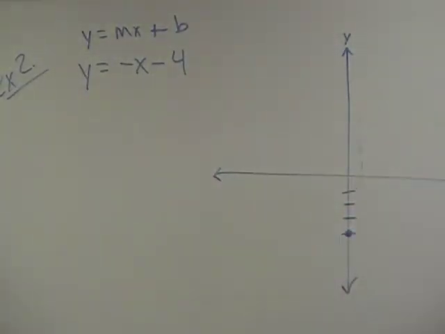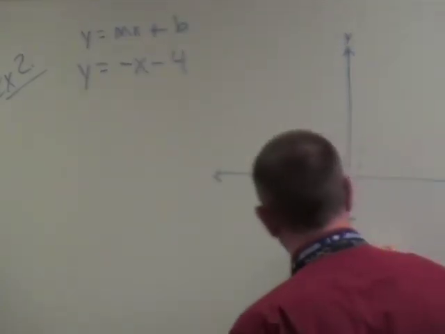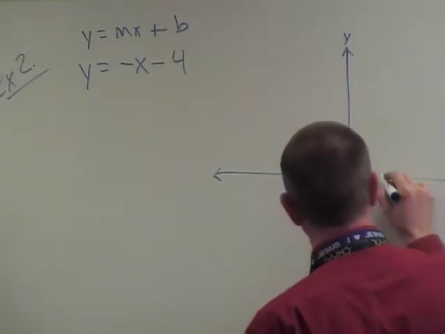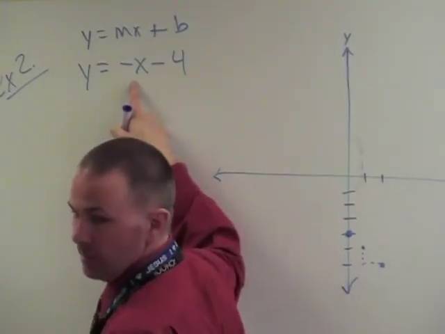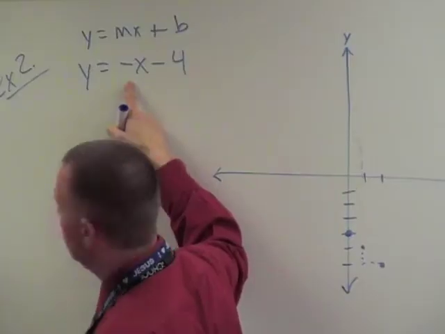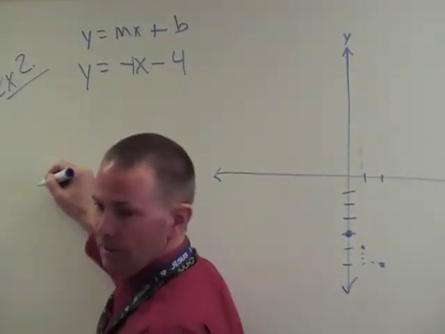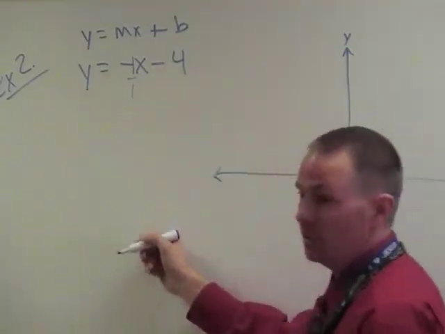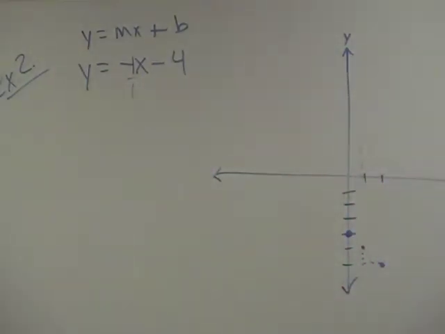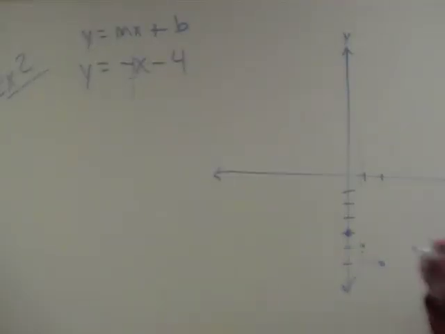What's my slope? Negative 1 over positive 1. So I go down 1 and I run 1. How'd you get that? The slope? What's the number in front of x? 1. So what's that as a fraction? Rise a negative 1, that means you go down 1. And you run a positive 1, that means you go to the right. Okay?